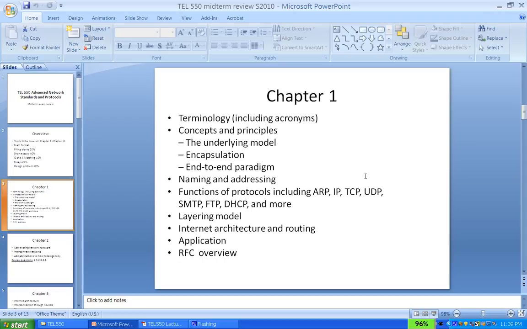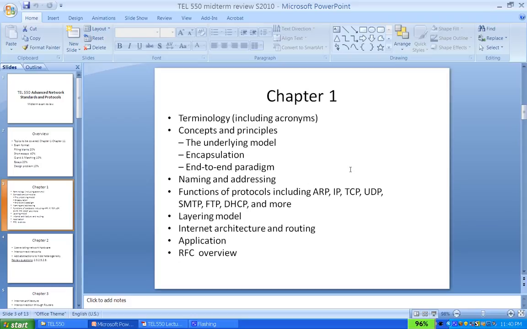Now let's look at Chapter 1. In Chapter 1, we need to focus on the basic terminologies and the basic concepts. For example, we have the TCP/IP model, which gives a general introduction to its history and its function, and the purpose of having a TCP/IP model.